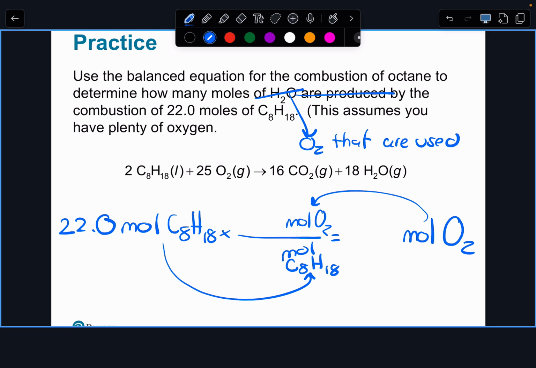All right, so moles and moles, pull the coefficients from the balanced equation, 2 and 25. And what does it come out to be? Have you done the math? What was that? 275? Okay. So every time you see moles and moles together, you're looking at the balanced equation.